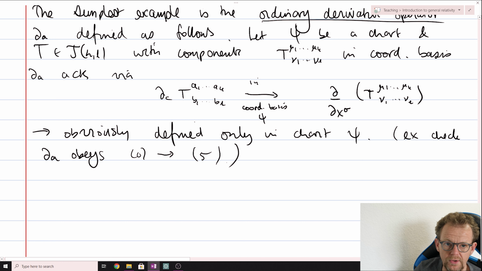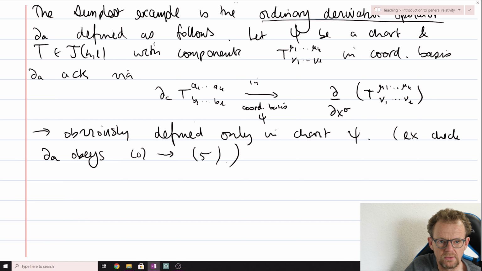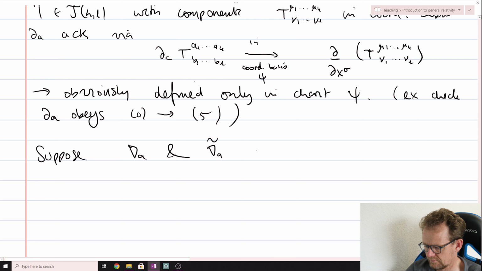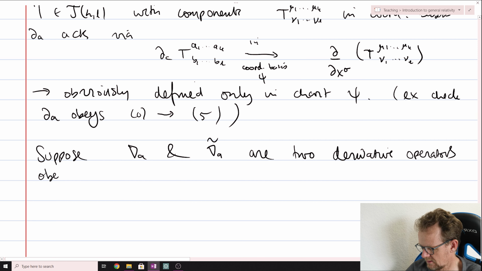So now let's understand the freedom in derivative operators. It looks like we've got one. Two things could happen. Maybe that's the unique derivative operator, or there's more than one, and we want to understand the arbitrariness in defining a derivative operator. Of course, the answer is that there's more than one. So let's understand the freedom in defining derivative operators. We're going to suppose that we have two different derivative operators that obey these conditions. So suppose delta and delta twiddle are two covariant derivative operators obeying 0 through 5.